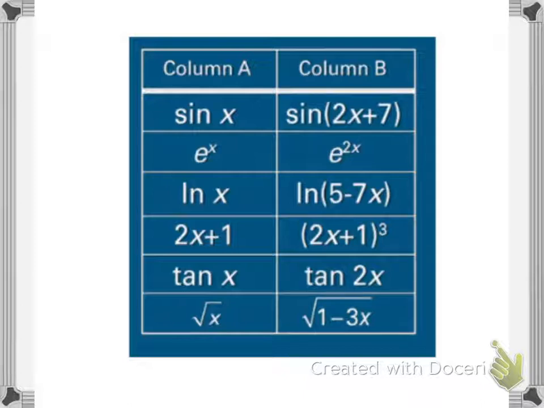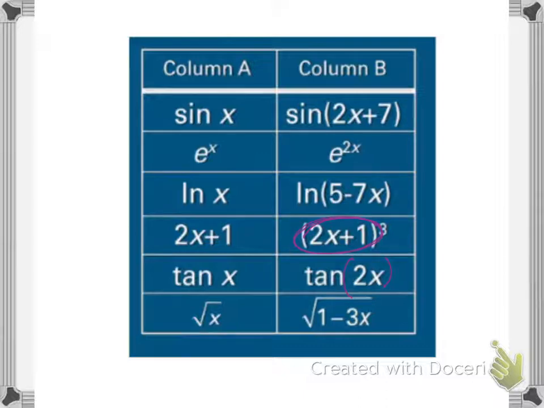On column B, these are functions of x, but if you look at that first one, sine is a function of 2x plus 7. We've inserted another function into the argument in place of just an x. Likewise, go down to the third one. There's a function of 2x plus 1 that's inside the power of 3. So these are all composite functions where we have a function inside a function.